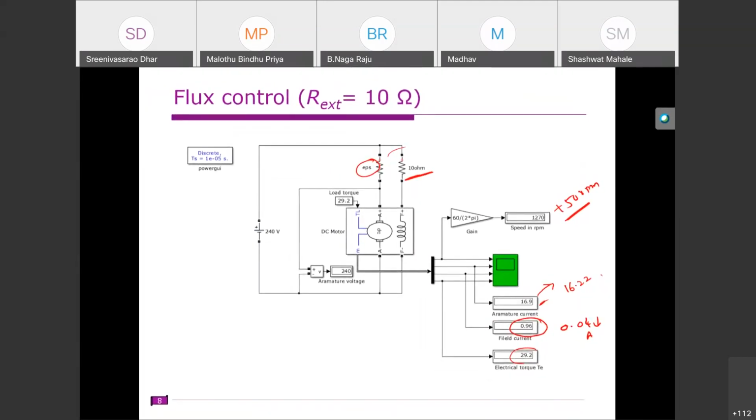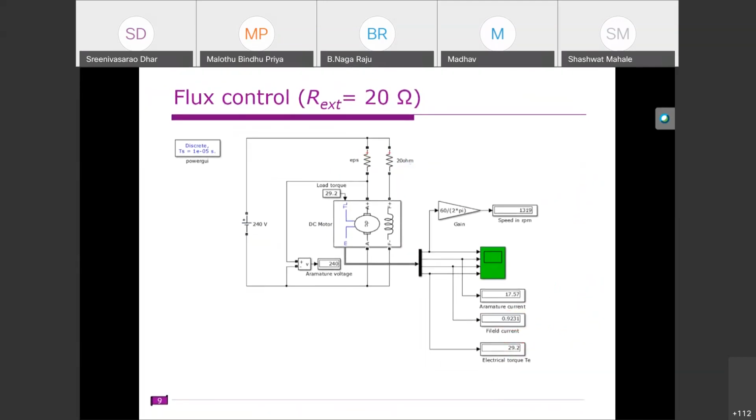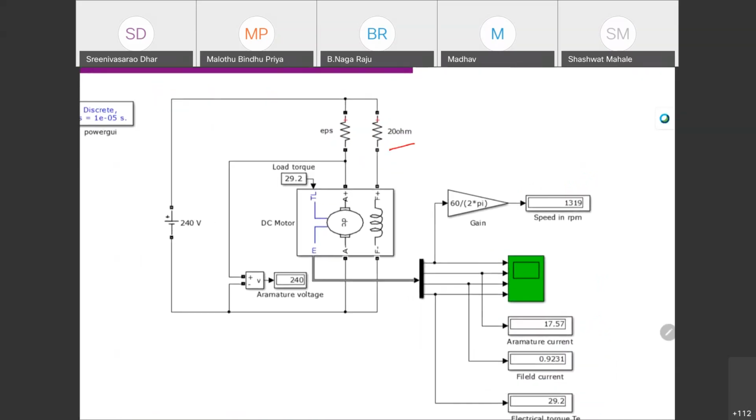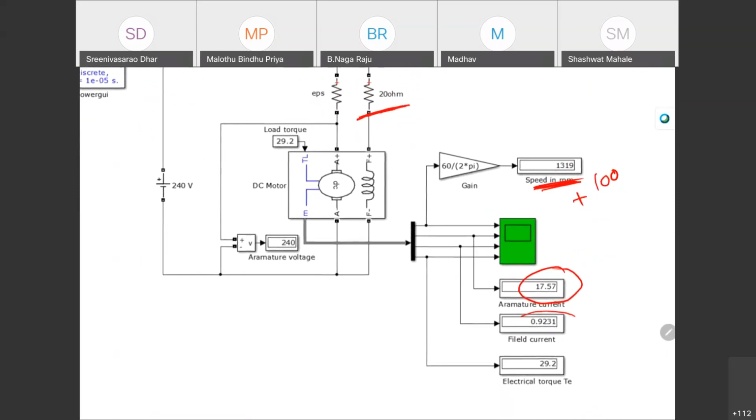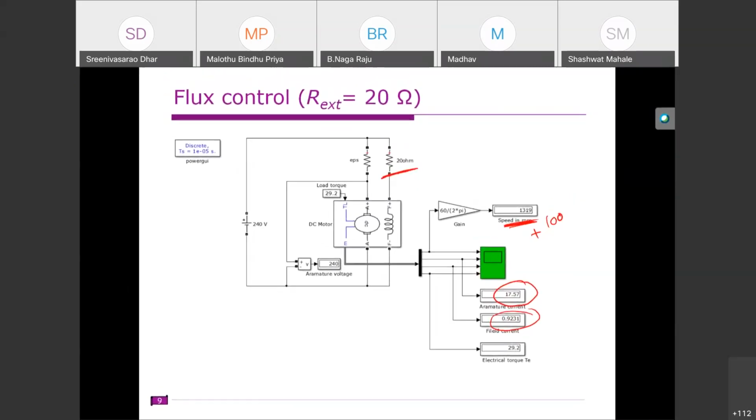So therefore, the speed is increased, meaning the current is increased. All this you might have studied. The same thing, I just inserted a 20 ohm resistance. Now the speed is increased to 1320, almost 100 RPM increased, and the current is now 17.57, and the field current is reduced to 0.92. From 1 it is reduced to 0.92. Clear?